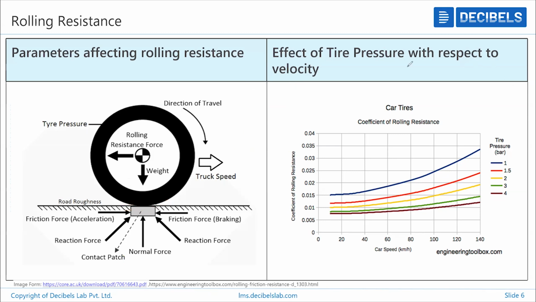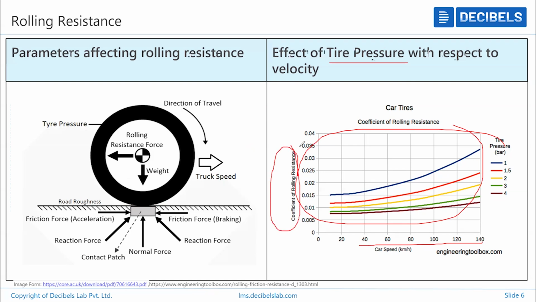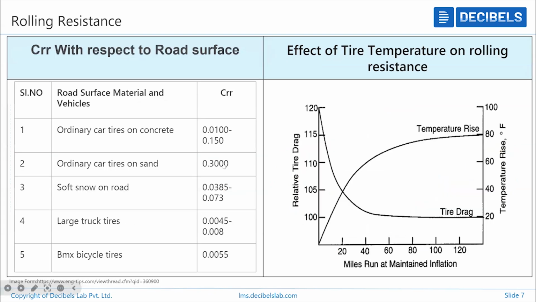You can see here how the tire pressure and the velocity are affecting. You can see this constant value, the coefficient of rolling resistance, and how it is influenced as the speed increases and at different tire pressures. This is also with respect to the road surface: based on how the surface is and with respect to the vehicles, you can get the CRR value. And the CRR value is also influenced by the temperature.